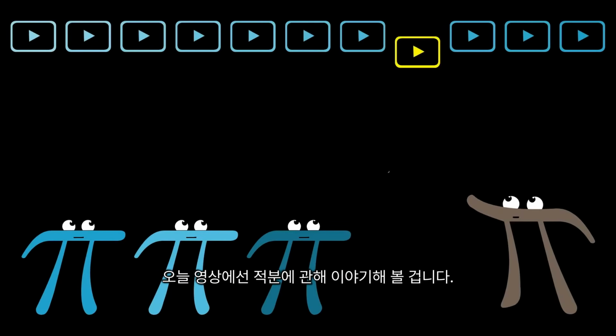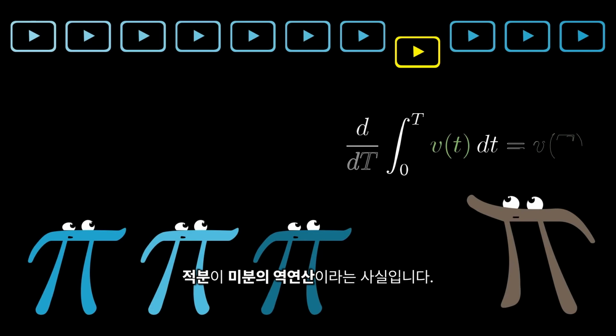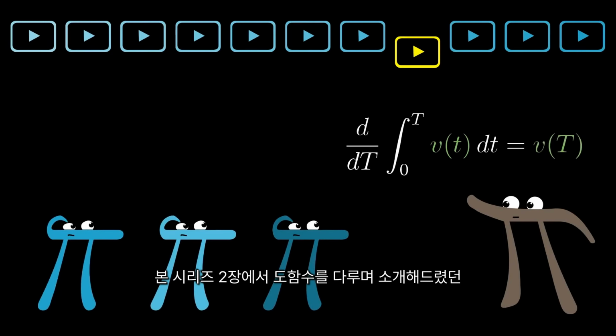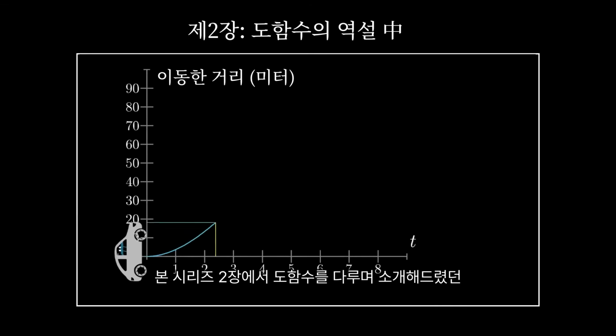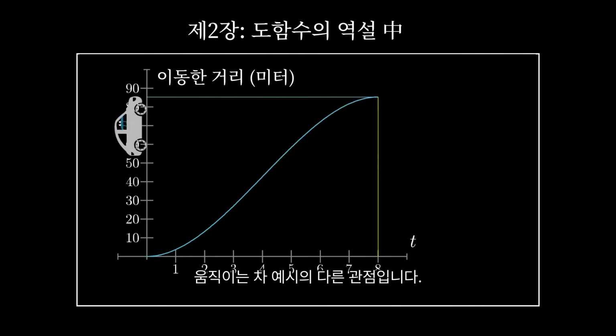In this video, I want to talk about integrals, and the thing that I want to become almost obvious is that they are an inverse of derivatives. Here, we're just going to focus on one example, which is a kind of dual to the example of a moving car that I talked about in chapter 2 of the series, introducing derivatives.